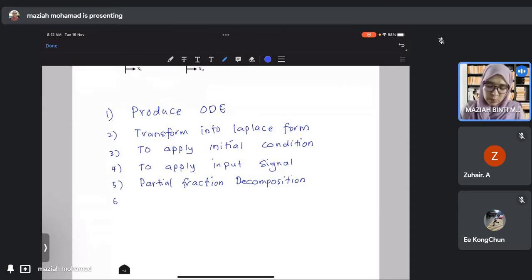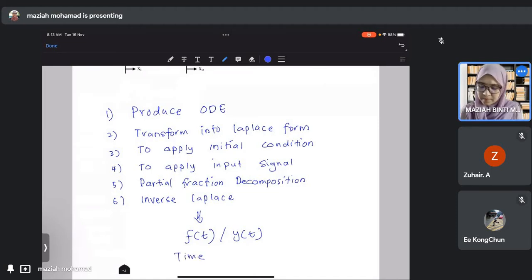And the last one is after we have solved for the parameters in partial fraction, we're going to do the inverse Laplace. Okay, so this one will give you a function in time, whether it is f(t), y(t), the output, meaning that the output is a function of time. Okay, this is what we call the time response. Okay, so we're going to see the response of the output when the time is changing.